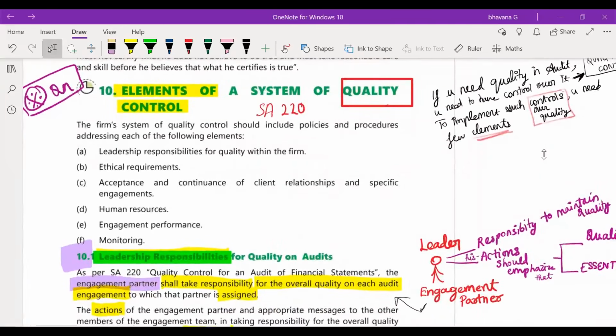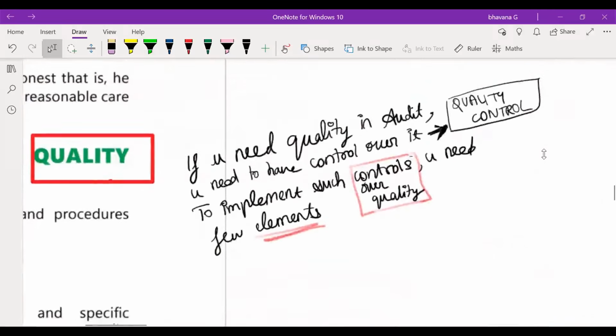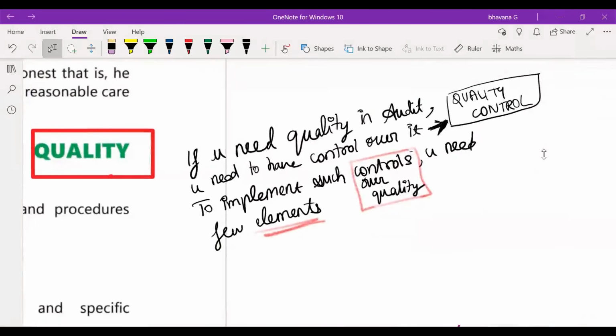So what happens here is that, see, what does the auditor do? Our auditor is kept there to examine the financial statements, right? He is there to examine the financial statements and tell his opinion on it. See, whenever you go to a restaurant, if you are going to eat something, you need quality in that, some cheap quality you cannot eat, right?